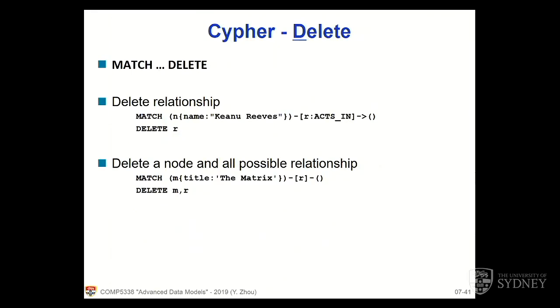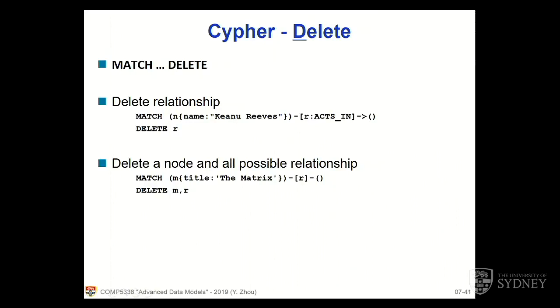Okay, so delete. Similarly, it starts with match because again, you want to find out the things you want to delete. So delete relationship is relatively pretty straightforward. You match a relationship and then you delete it. So we want to remove all the acting relationships of Keanu. Then that's how we find it. We don't care which movie it acted in, but we just want to remove the relationship. So we delete this.